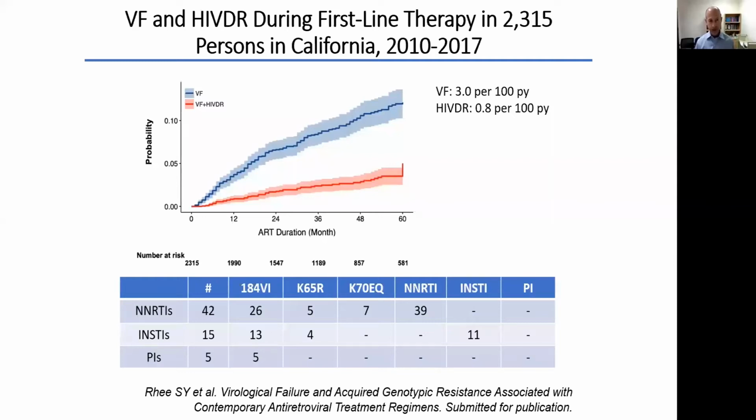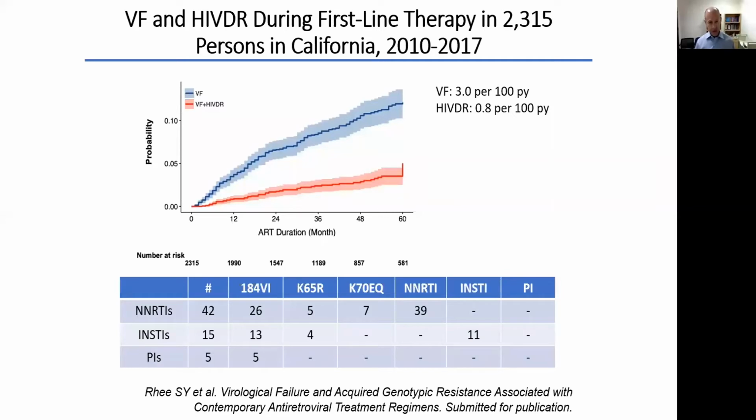the integrase inhibitors, elvitegravir, raltegravir, and dolutegravir, and the protease inhibitor darunavir. The incidence of virological failure was 3.0 per 100 person years, and the incidence of HIV drug resistance was 0.8 per 100 person years, indicating that fewer than 1/3 of persons with virological failure developed acquired drug resistance. The high rate of virological failure without resistance reflects the fact that most of the virological failures in our cohort and also in many upper income country settings results from persons discontinuing therapy.